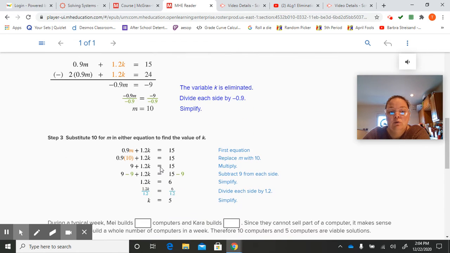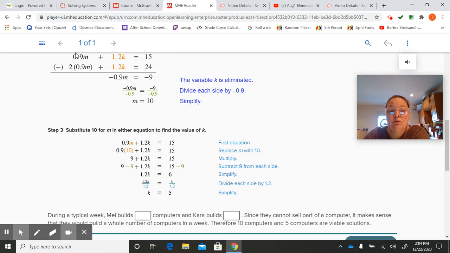Then we take our m equals 10 and we put it back into our original equation. So that gives us 0.9 times 10 plus 1.2k equals 15. So that's May building 10 computers plus Kara's time, which we don't know how many she made, equals 15. So 9 plus 1.2k equals 15. Subtract 9 from both sides. 1.2k equals 6. Divide by 1.2 on both sides, and we get that k is 5.